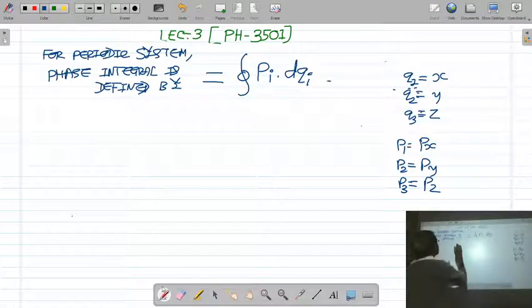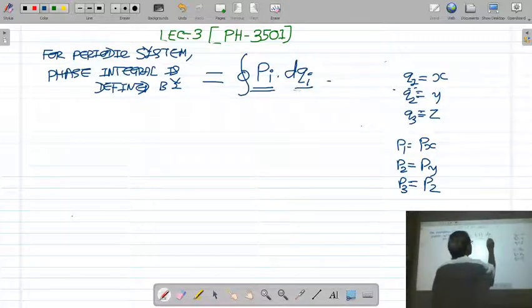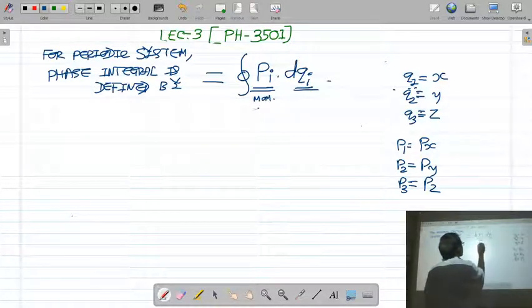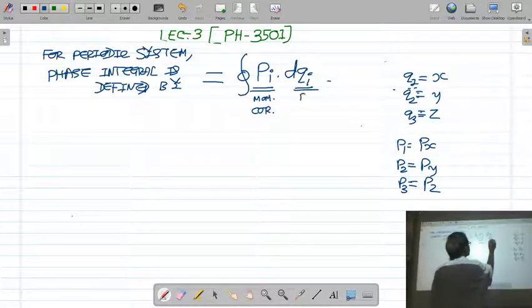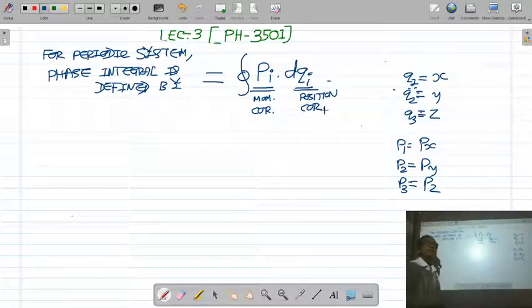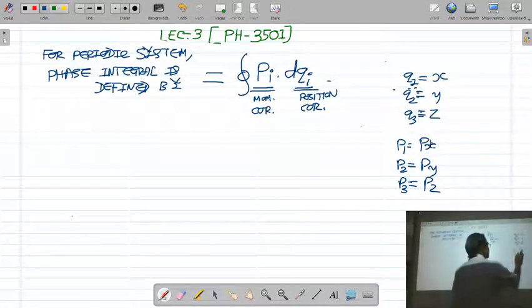As you know, in this pi, what is pi? Pi is the generalized momentum coordinate of the particle, and qi is the position coordinate of the particle. So in this phase integral for a periodic system, pi represents the momentum coordinates and qi represents the position coordinates. As you know, in Cartesian coordinates the position coordinates are x, y, z, and the momentum coordinates are px, py, pz.